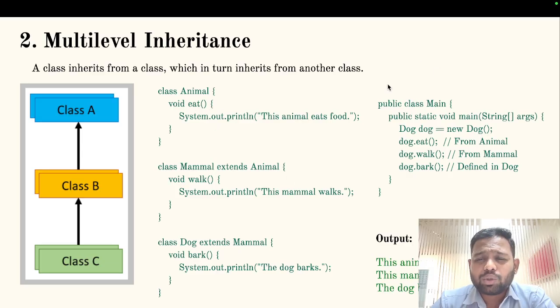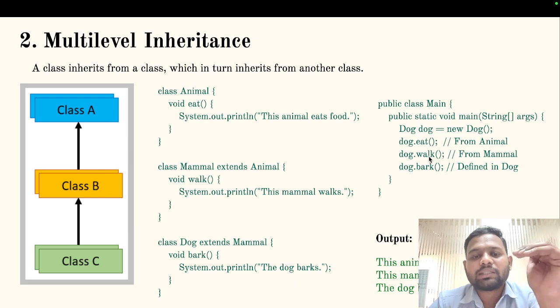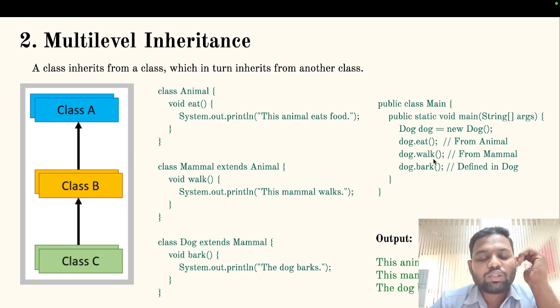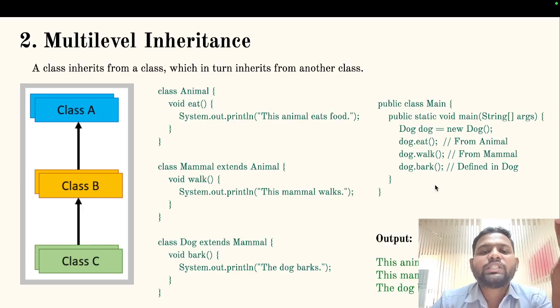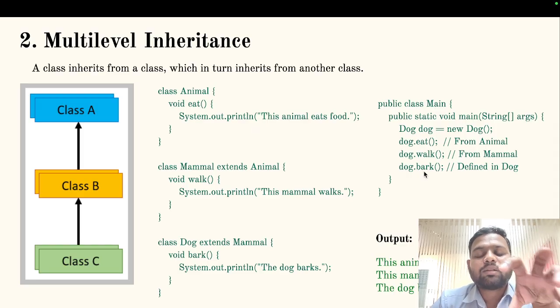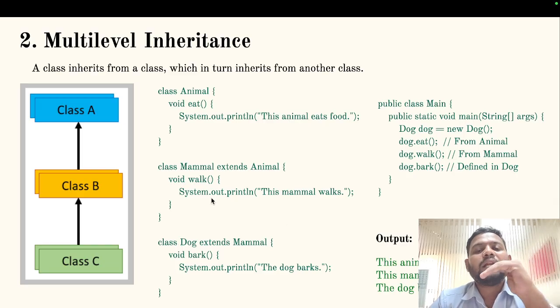So here in the main class you can see we are creating the object of Dog, and using this object of Dog we are using the properties of Dog itself, then its parent class Mammal's property walk, and the grandparent's property, which is bark, sorry, eat. So we can access the properties of all three of these classes. This is called multi-level inheritance.